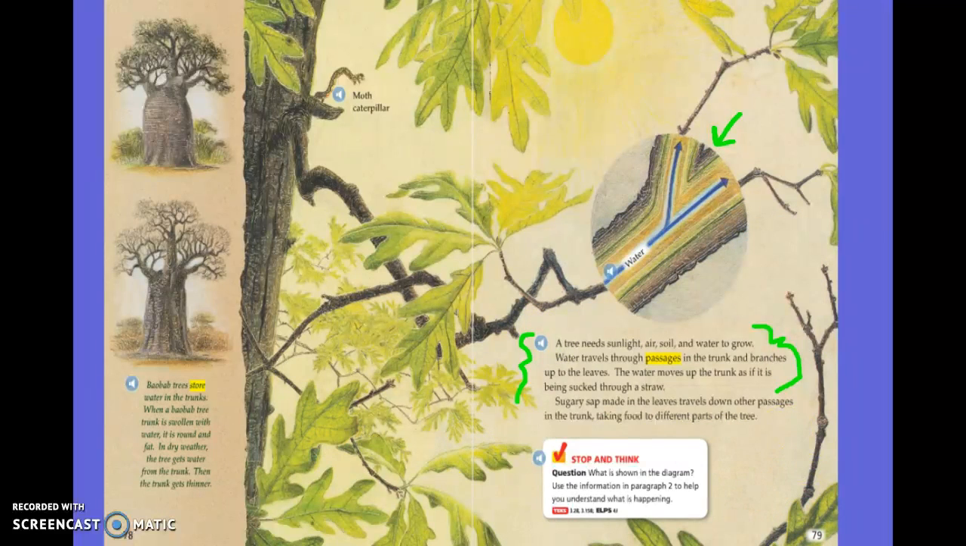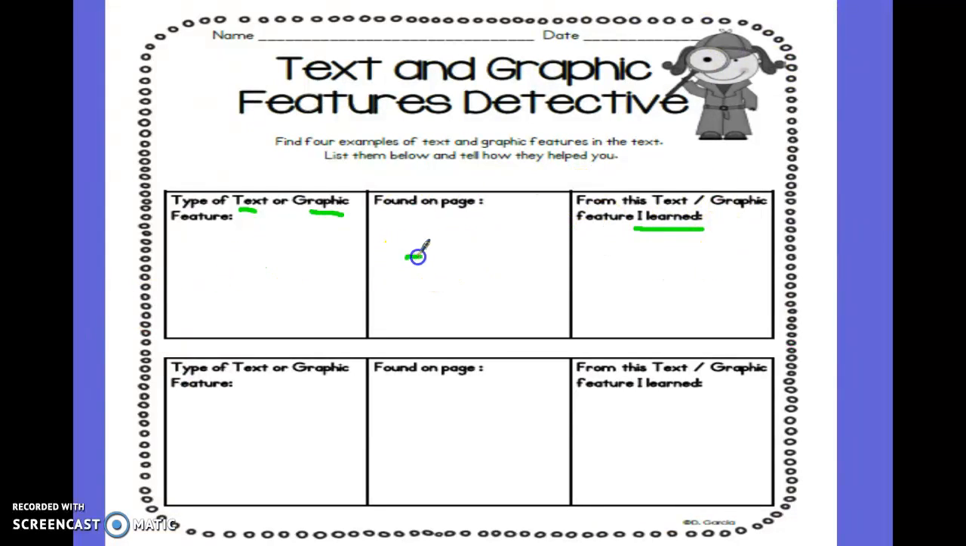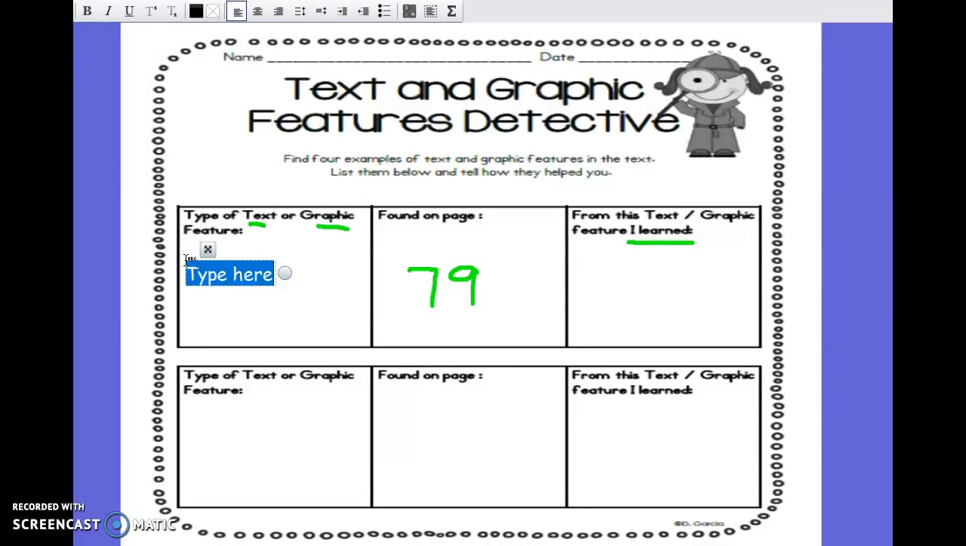So I'll go back to my chart. I'm going to say on page 79, I found a what? What kind of feature was that? It was a diagram. Because if you remember, diagrams are pictures with labels that help explain something. Okay, so it's a diagram found on page 79. What did I learn from that diagram?